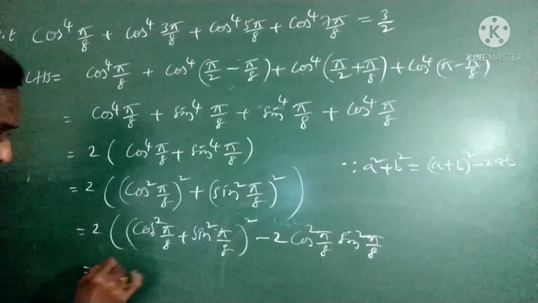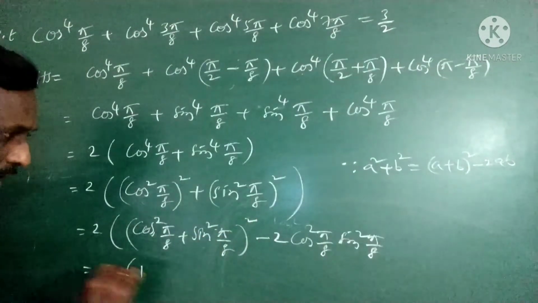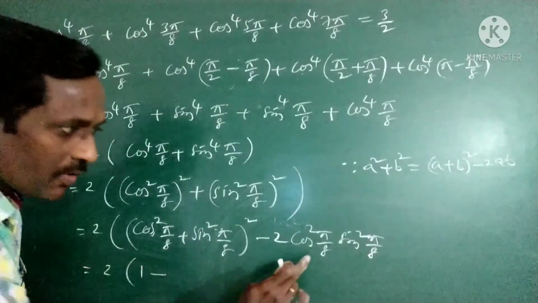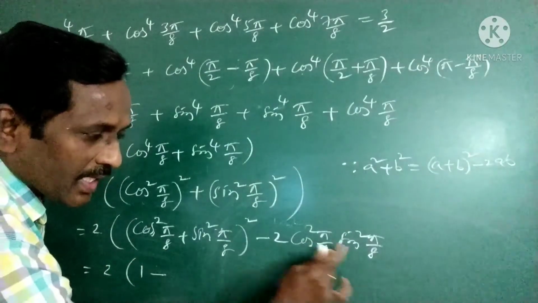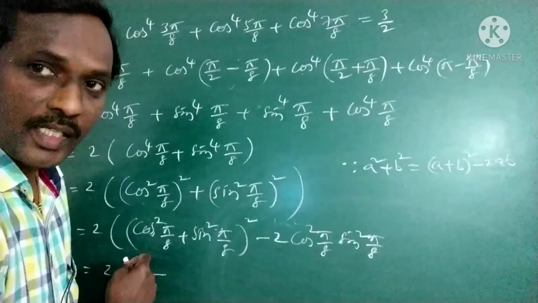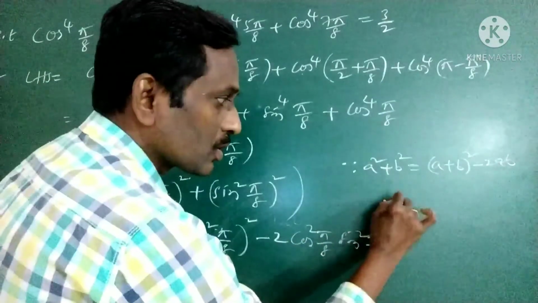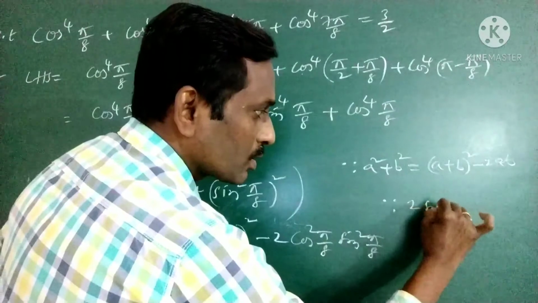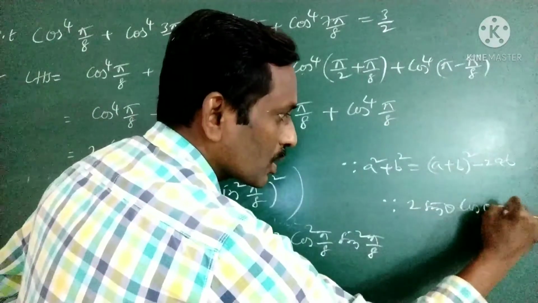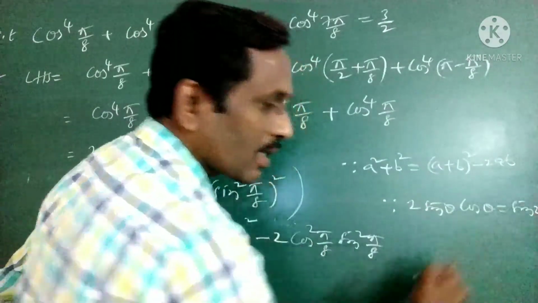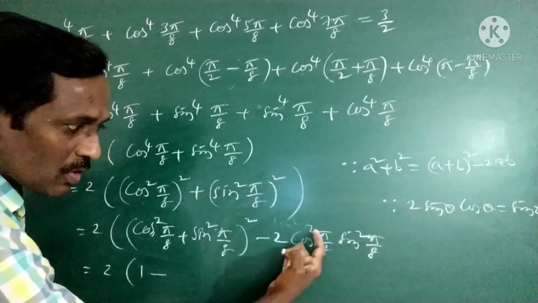So it is the identity with the value 1. So this equals 1 of a square is 1 only, minus. Here we have the similar angle, cos and sine multiple function, the sine 2 theta formula we can use. So what is the sine 2 theta? 2 sine theta into cos theta. It is the sine 2 theta formula.